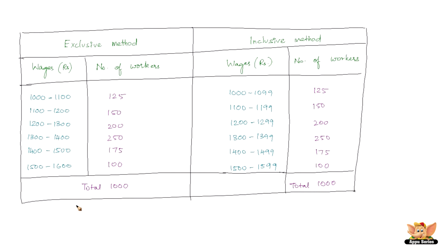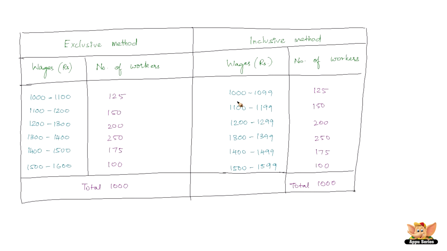Now here we have an example to illustrate the differences between the exclusive method and the inclusive method of class intervals. It is evident from this example that both the inclusive and the exclusive methods give us the same class frequency, although the class intervals are apparently different in the two cases. In this example, in the case of exclusive method, the class interval is 100, if you see, whereas in the case of inclusive method, the class interval is 99. That is, 1100 minus 1000 is 100, and 1099 minus 1000 is 99. However, 99 is not the correct class interval.